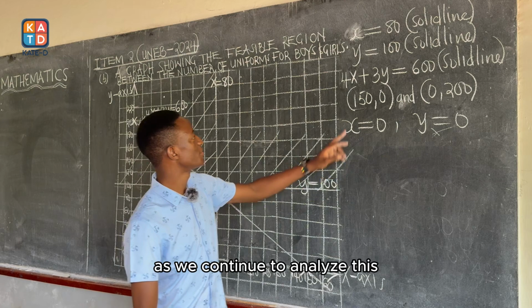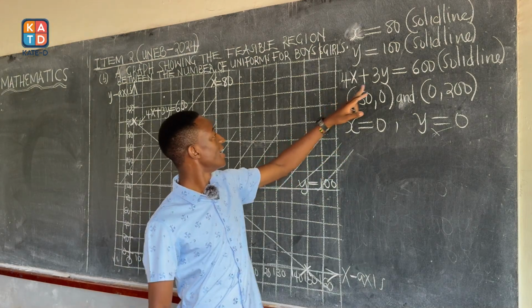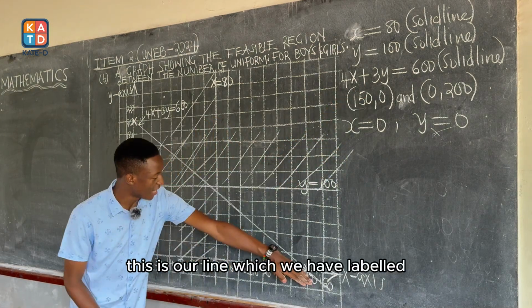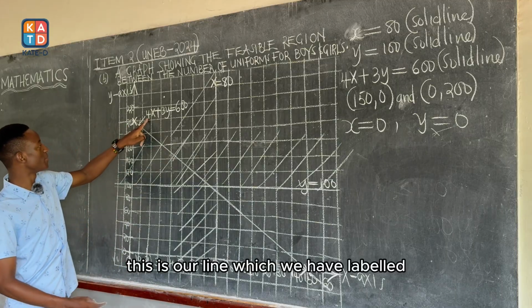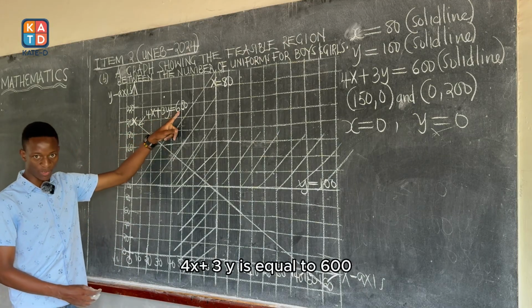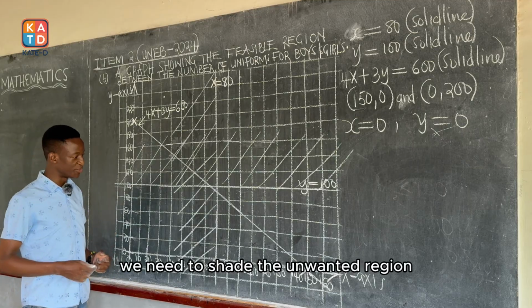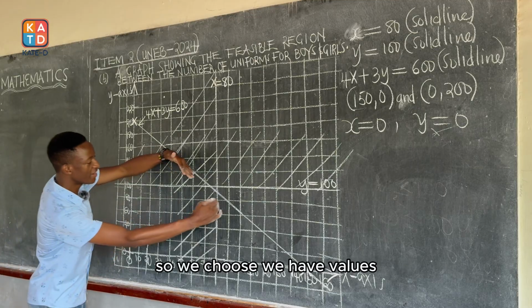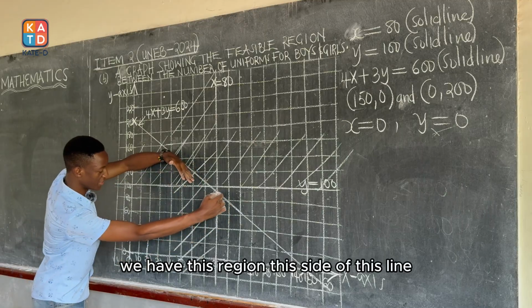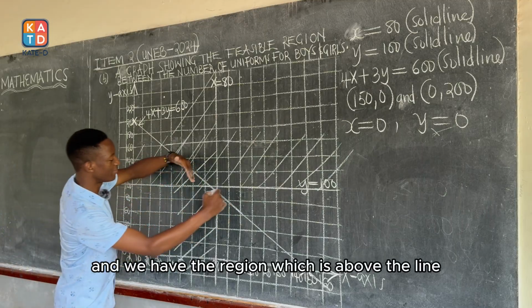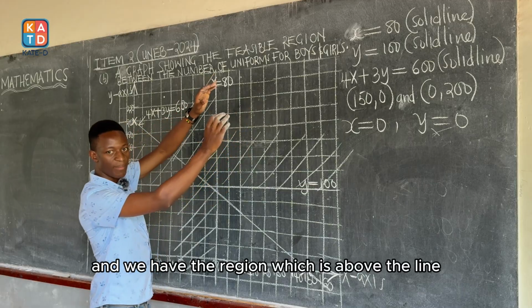So as we continue to analyze this, this is our line, which we have labeled 4x plus 3y is equal to 600. And therefore we need to shade it. We need to shade the unwanted region. We have this side of this line, and we have the region which is above the line.